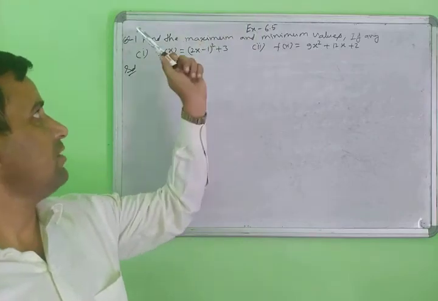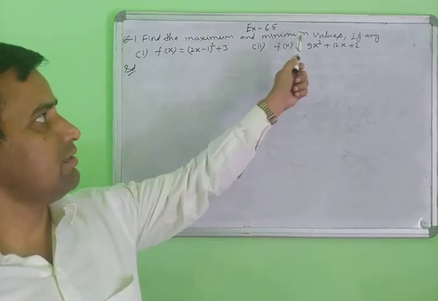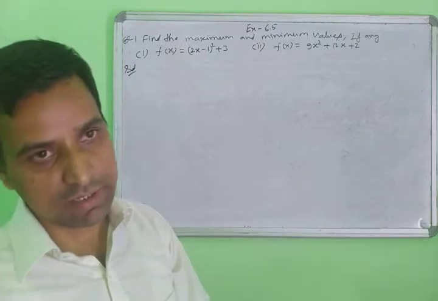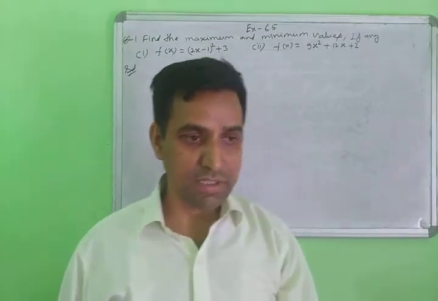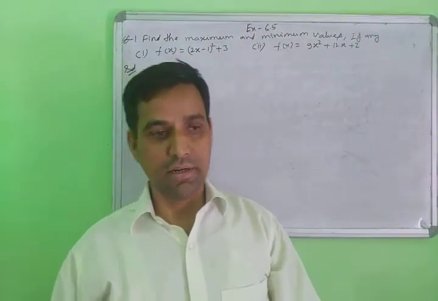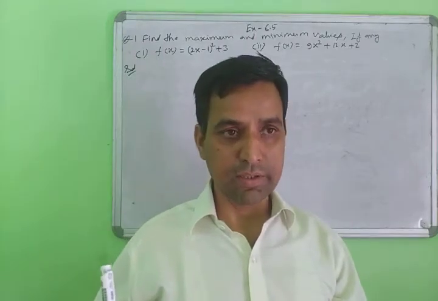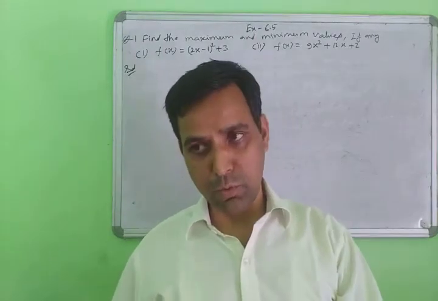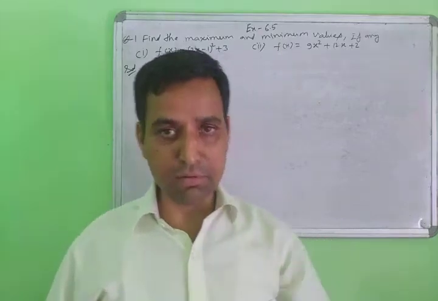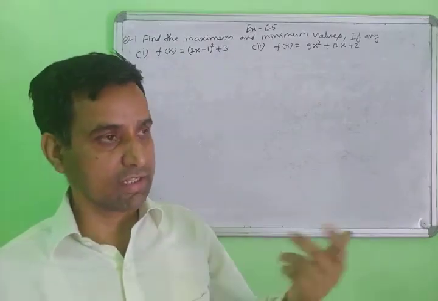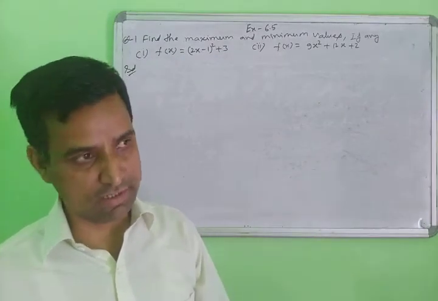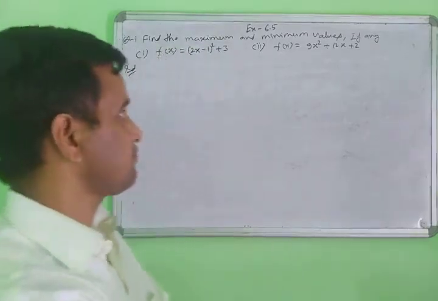Exercise 6.5. Find the maximum and minimum value, if any. This means if a function attains the maximum value, then it does not attain the minimum value. If a function attains the minimum value, then it does not attain the maximum value. Only one value is attained. Yes, let us start the solution here.